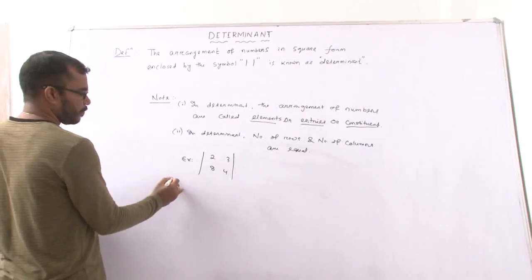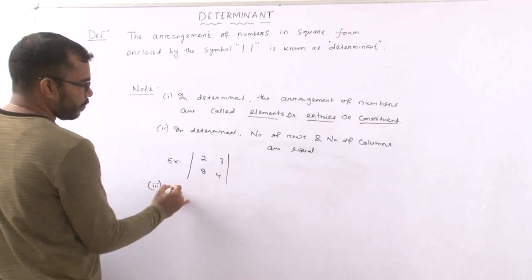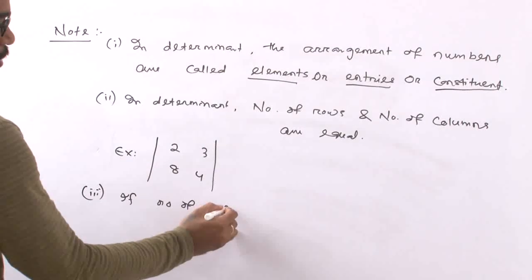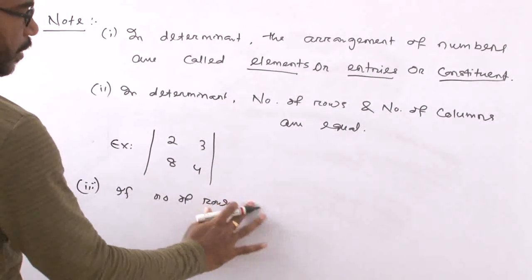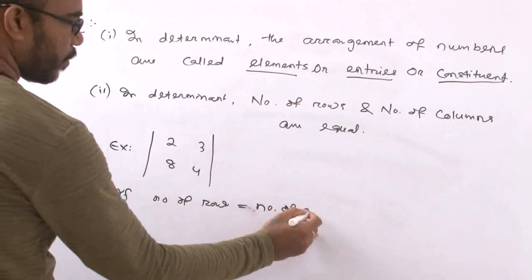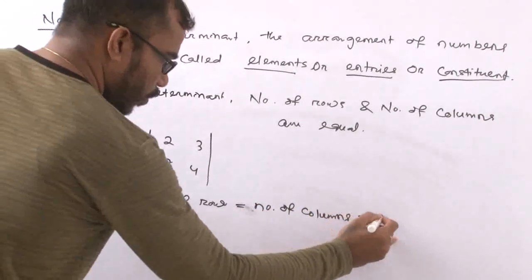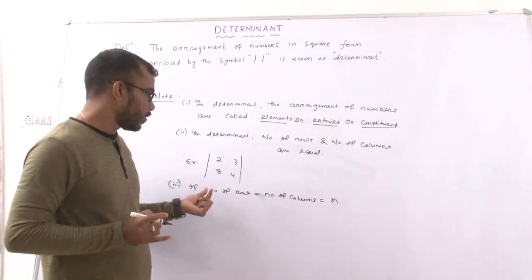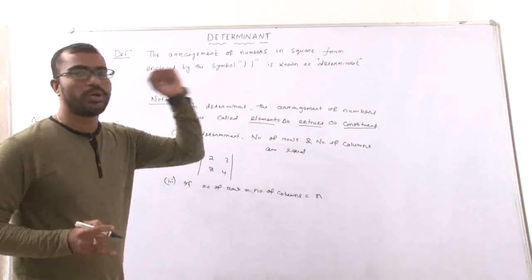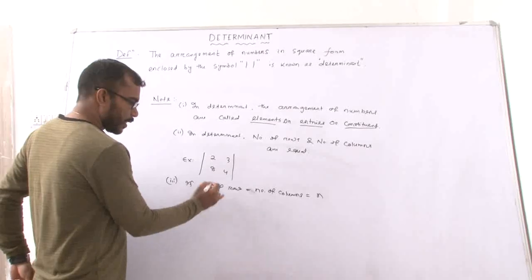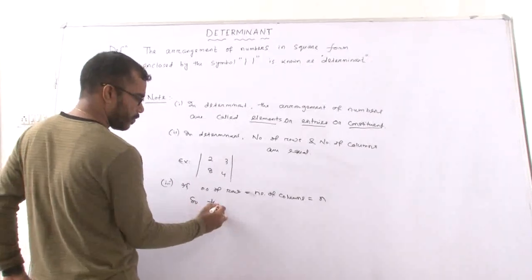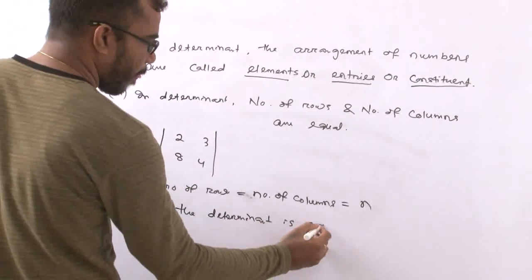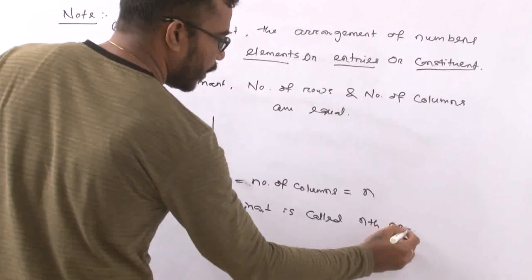Point number 3, if the number of rows is equal to the number of columns is equal to, suppose, n, because as you know, in a determinant, rows and columns must be equal. So the number of rows equal to the number of columns is equal to n. So the determinant is called an n order determinant.